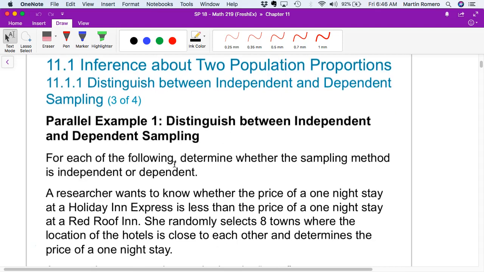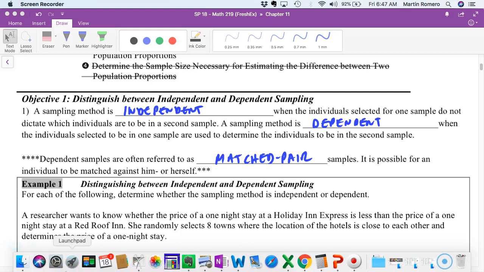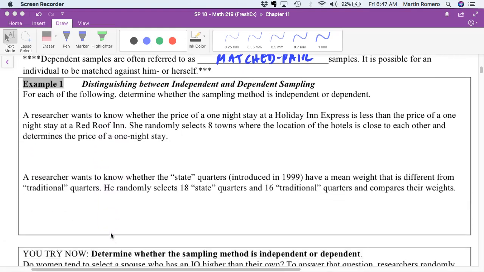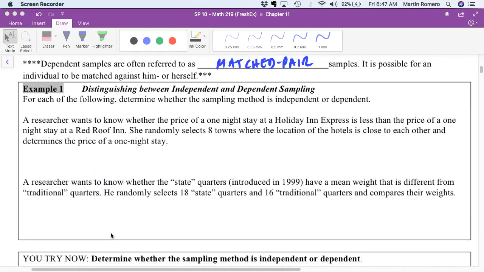Let's go ahead and look at those examples. So looking at the examples from your note sheets, we have this situation here. A researcher wants to know whether the price for a one-night stay at a Holiday Inn is less than the price of a one-night stay at a Red Roof Inn at different cities. So she randomly selects 8 towns where the locations of the hotels are close to each other and determines the price of one night. So is this independent or dependent?